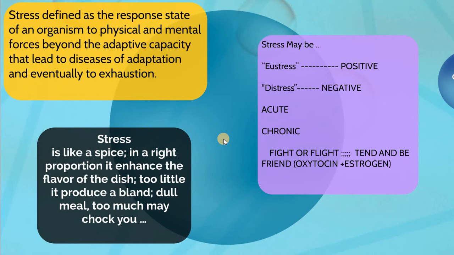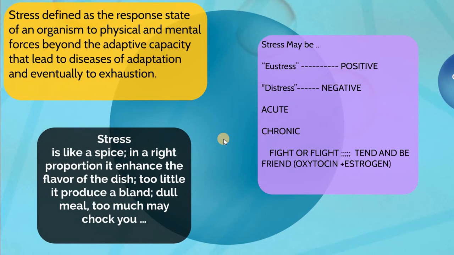Stress is defined as the response state of an organism to physical and mental forces that goes beyond the adaptive capacity, which leads to disease of adaptation and eventually to exhaustion. Stress is like a spice. In the right proportion, it enhances the flavor of the dish. Too little, it produces a bland, dull meal, and too much, it may choke you, and it may be deadly.